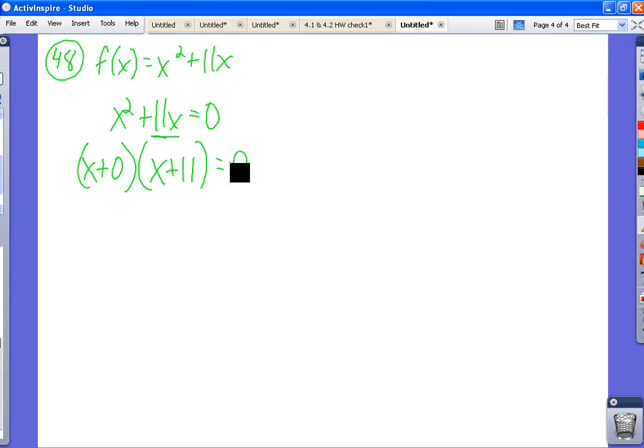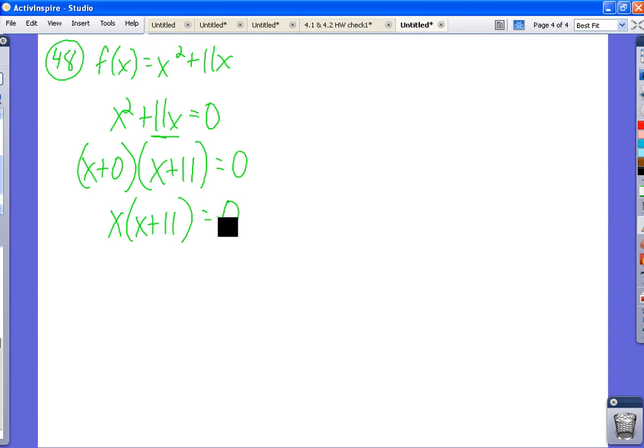Okay, here's another way to look at it. X plus 0 is just x, so we have x times x plus 11. What do we do with this x? You distribute it. X squared plus 11x. So it's a little different. Rather than thinking of it as x plus 0 times x plus 11, you take the x out of both of these and put it outside the parentheses, and then you could distribute the x to go back to this. It's like the reverse of distribution. You undo the distribution and wind up with this.